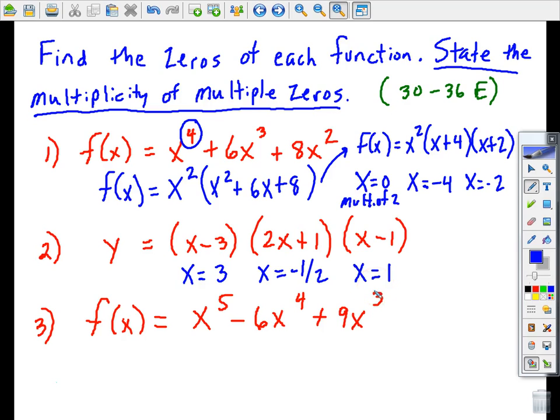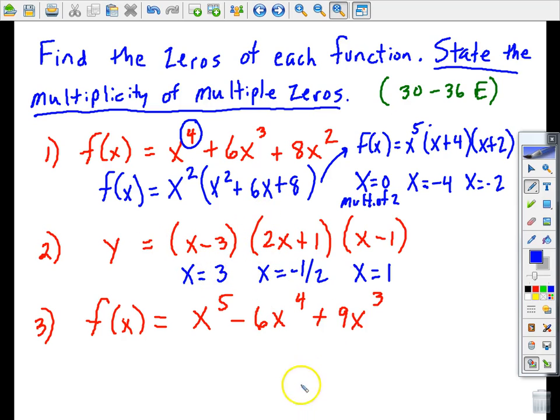Does that make sense? So now it's almost like my zeros are 0, 0, -4, -2. That accounts for all 4 of the zeros I'm supposed to find. What if, I know it completely changes the problem, but just play along with me, what if this were x to the 5th here? How would that change my answer? Yeah, now I've got x equals 0 with a multiplicity of 5. So that's what this means when it says state the multiplicity of multiple zeros.